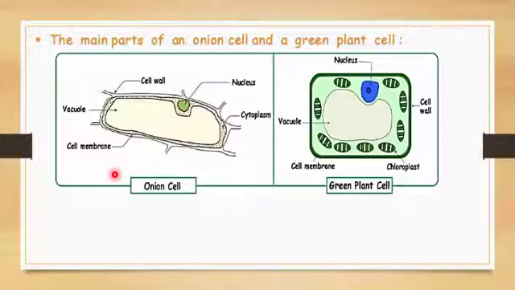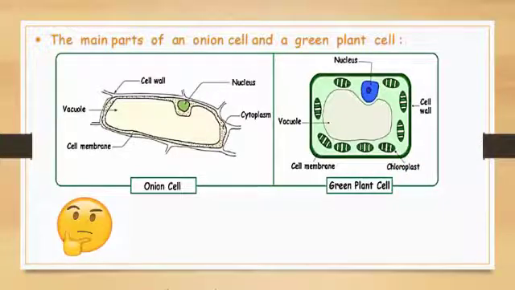We will look at an onion cell. As we talked about in the previous slide, we said that the onion cell is made up of a cell wall, a nucleus, the cytoplasm, the cell membrane, and the vacuole. Whereas the green plant cell is made up also of the cell wall, a nucleus, a vacuole, and a cell membrane, but it is also made up of a chloroplast.